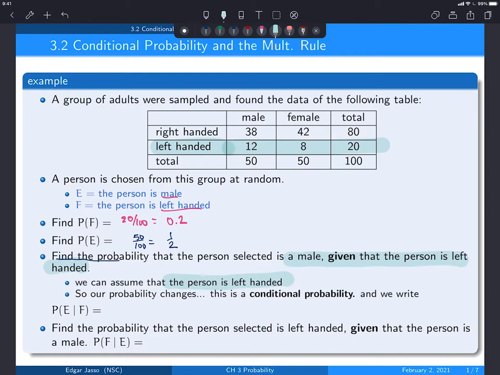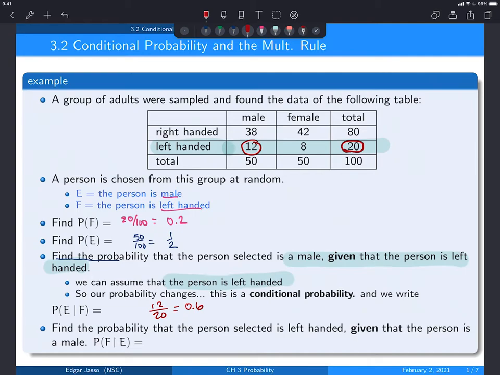So given the condition that the person was left-handed, what's the probability that the person is a male? Now you're looking at 12 males out of 20, because I'm looking at that row, not out of 100. So it's 12 out of 20. So that's 6 over 10, so 0.6. Right?